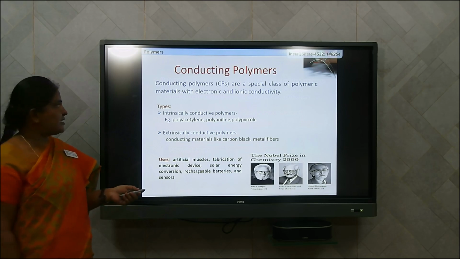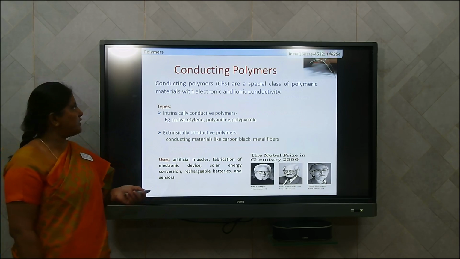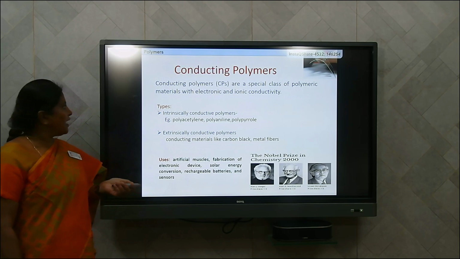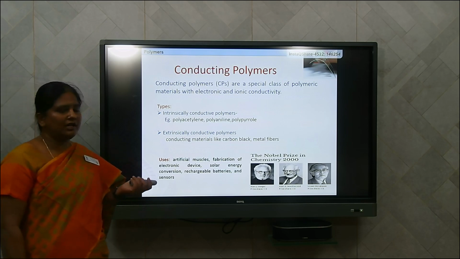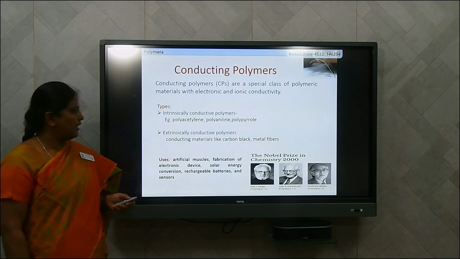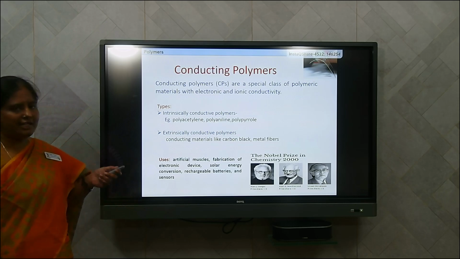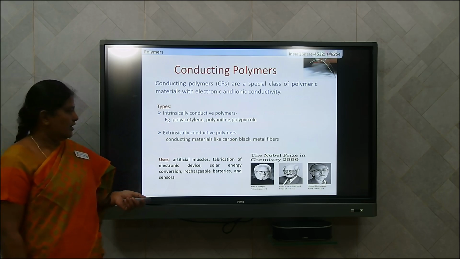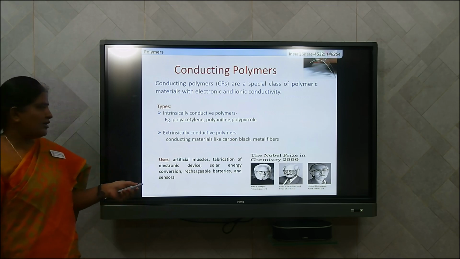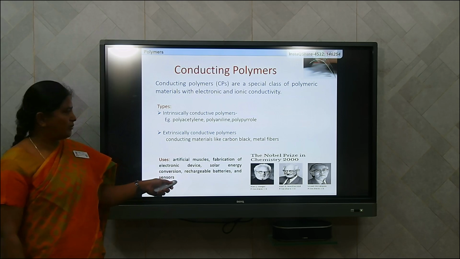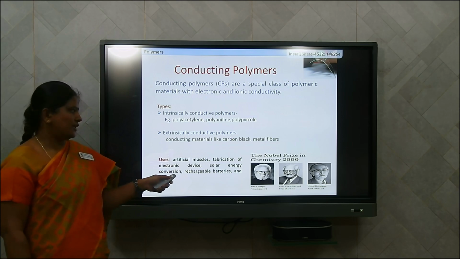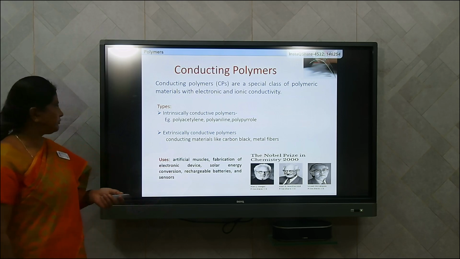Another interesting type of polymer is known as conducting polymers. Conducting polymers are a special class of polymeric materials with electronic and ionic conductivity. The first conducting polymer discovered is polyacetylene, by Heeger, MacDiarmid and Shirakawa. They got the Nobel Prize in 2000 for this innovation.